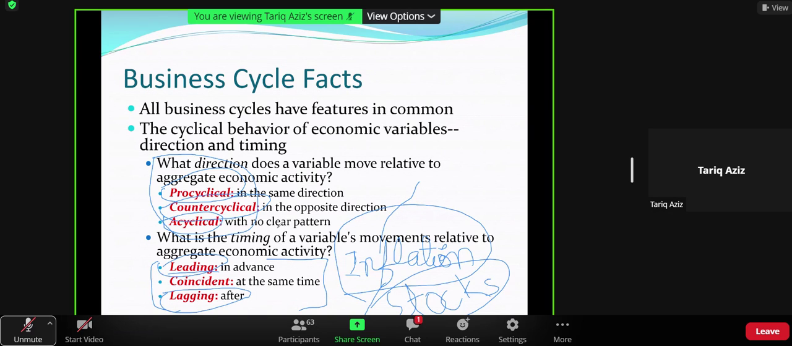And if the change in two variables is happening at the same time, that situation is called coincident, that the change in both variables x and y is happening at the same time. And if the change is happening in one variable first, that variable is called the leading variable, and then the change comes to another variable, that variable is called the lagging variable.